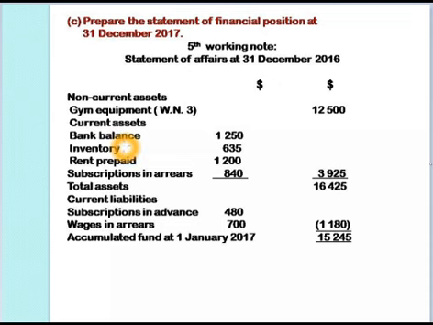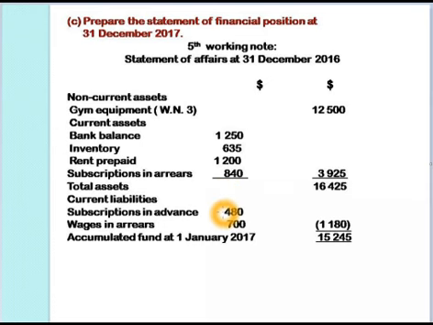So here the inventory which was given there was $635. Rent prepaid was $1,200, and subscription, which was given in the first bit of the additional information on 1st January 2017, brought forward from 31st December 2016, was $840. So these are all your current assets. When we add up non-current assets and current assets, we get the total assets, and from this we will subtract the non-current liabilities and current liabilities. We don't have any non-current liabilities here, we just have current liabilities.